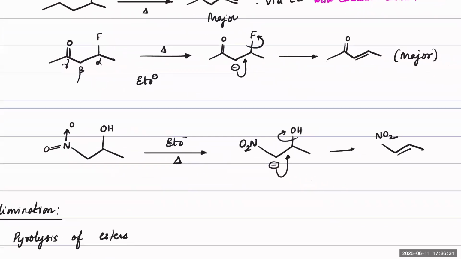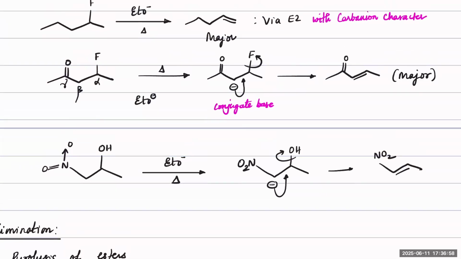But by chance, at this gamma position, there is something like a double bond to O. Now what happens? Ethoxide will extract H plus. First, a complete carbanion is formed. So an intermediate is actually formed here, which is a carbanion. So this is a conjugate base. Conjugate base has been formed. And once you get this conjugate base, this negative charge will push to make a double bond, remove fluoride from here, and thus converts into a major product.